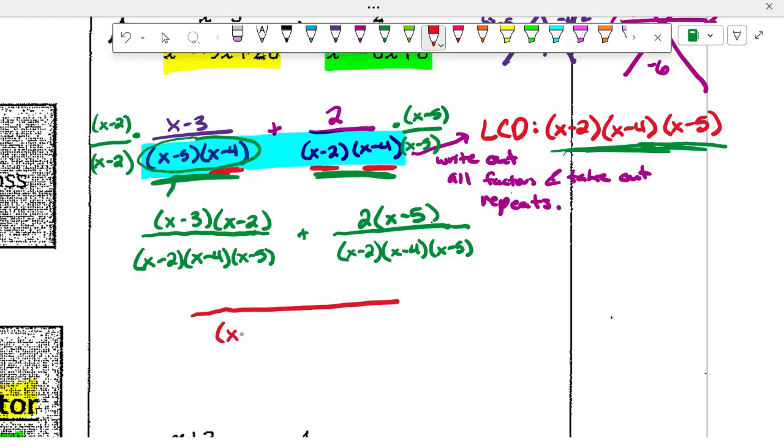So I still got my common denominator. That doesn't change. But then I just write this as x minus 3 times x minus 2 plus 2 times x minus 5. Now, everything that we're doing now is going to be in the numerator only. All right? The denominator is just going to chill for a little bit. We're not going to touch it at all. Okay? So we got to do some simplifying up in the numerator.